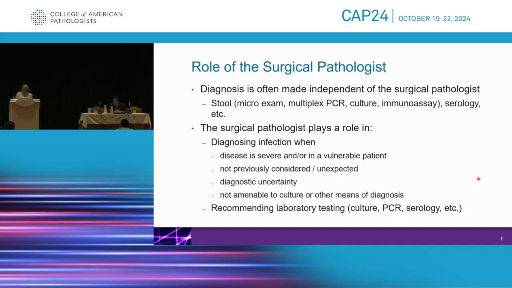we come into the fore as the surgical pathologist in diagnosing diseases often when there's an element of diagnostic uncertainty, when they're not previously considered or unexpected. Perhaps the disease is quite severe and in a vulnerable patient, or maybe the diagnosis is really just not amenable to culture or other means of diagnosis. And so we also have to be quite aware of the laboratory testing to also recommend to our colleagues if the diagnosis perhaps hasn't been considered, in addition to thinking about what ancillary testing we do on our formalin fixed and paraffin embedded tissue.